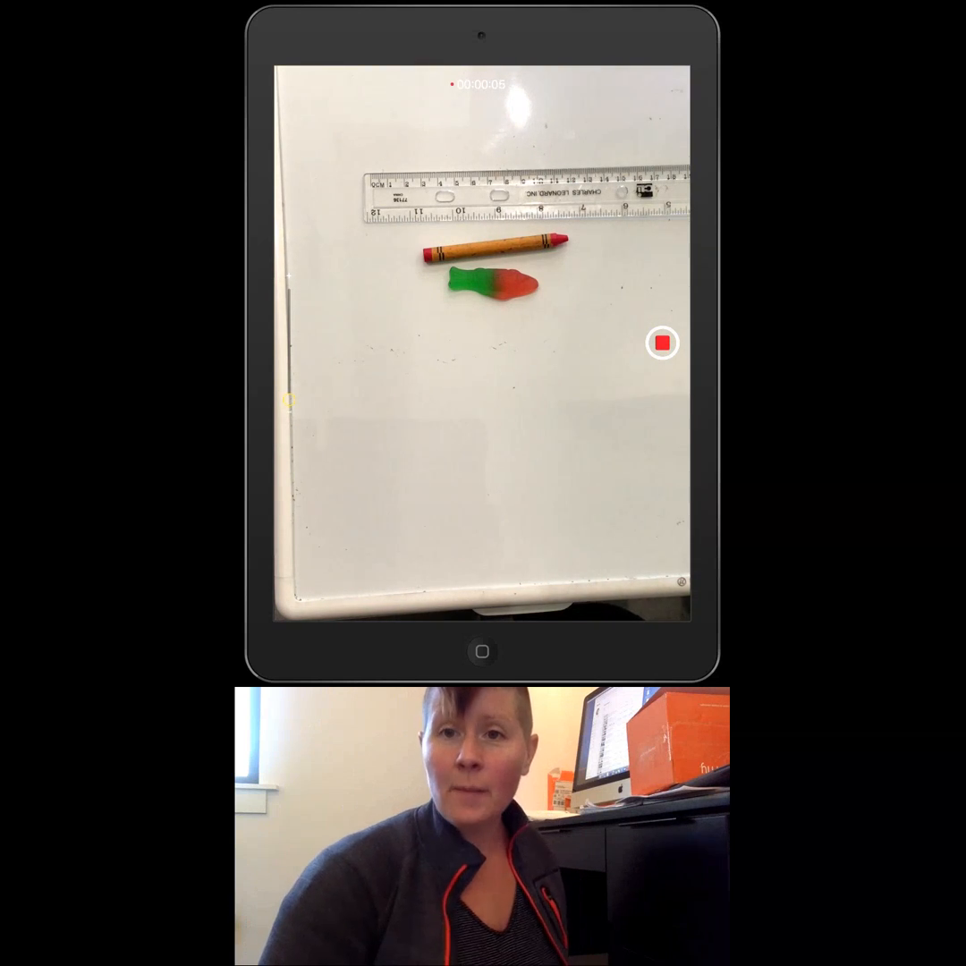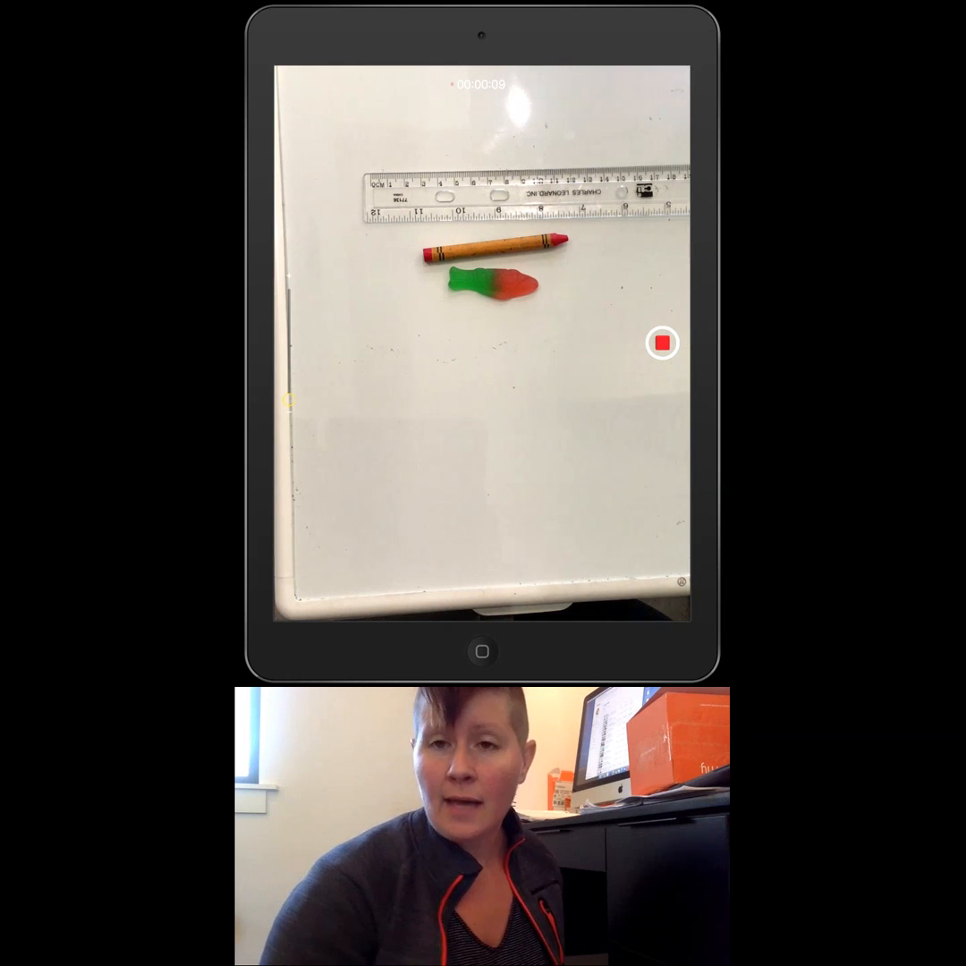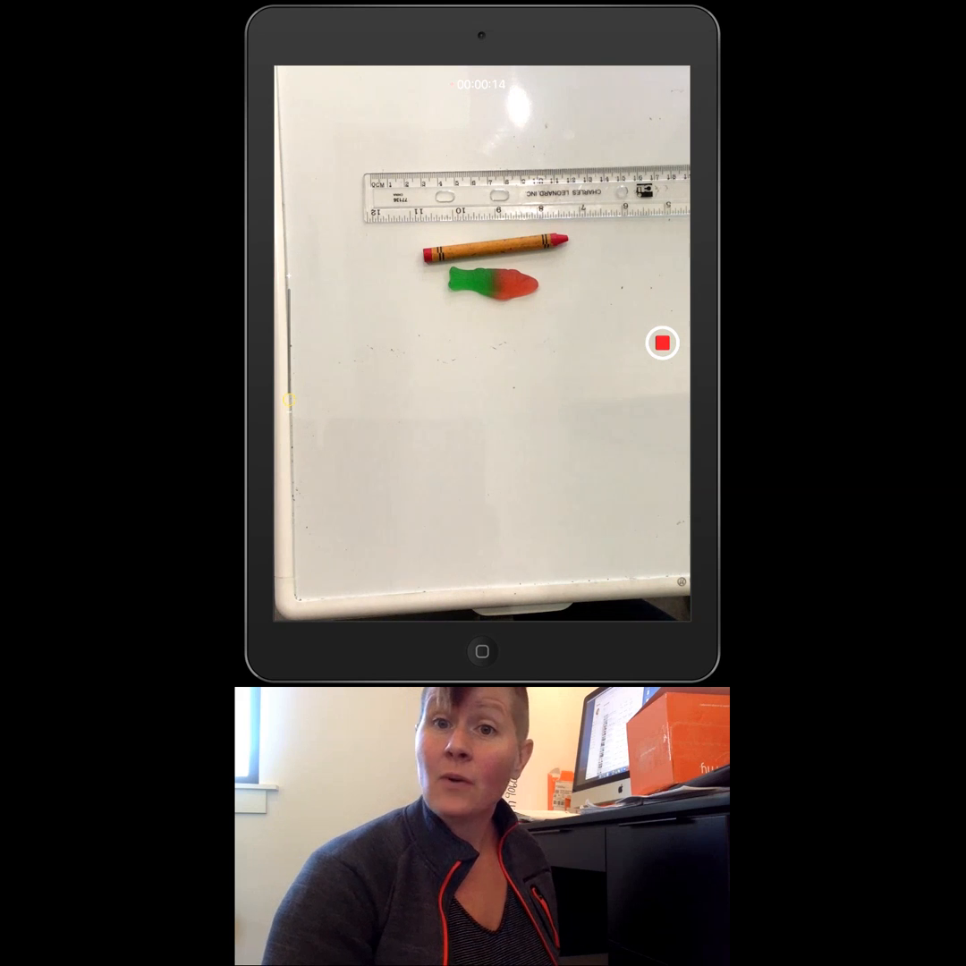Hey guys, so for math, we are still in Module 2 and we're learning about measurement. And last time we got together, we were talking about centimeters and different ways that we can do approximate measurements.